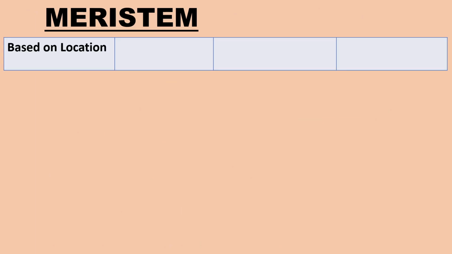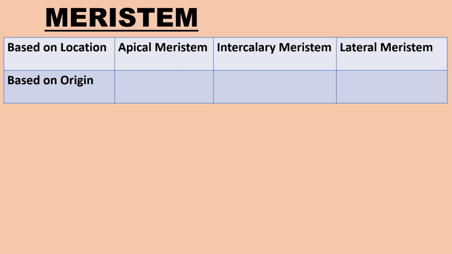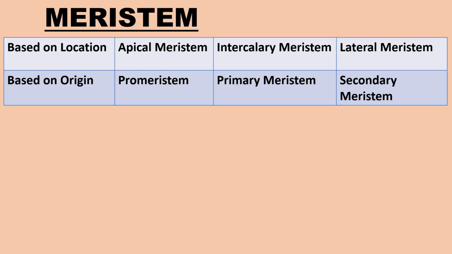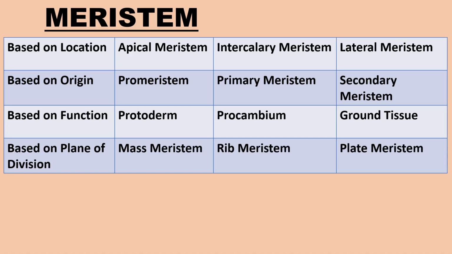Let us summarize. Meristems are actively dividing cells. Based on their location, they are classified into apical meristem, intercalary meristem, and lateral meristem. Based on their origin, they are classified into promeristem, primary meristem, and secondary meristem. Based on their function, they are classified into protoderm, procambium, and ground tissue. Based on their plane of division, meristems are classified into mass meristem, rib meristem, and plate meristem.